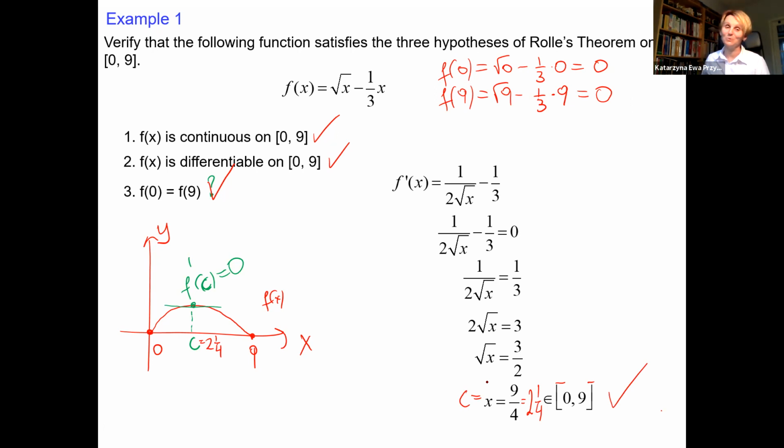We know that it's between 0 and 9. 0 and 9 is quite a long interval. Sometimes we will have tiny intervals and we will know that the point is between, with this condition. Okay, we did this one.